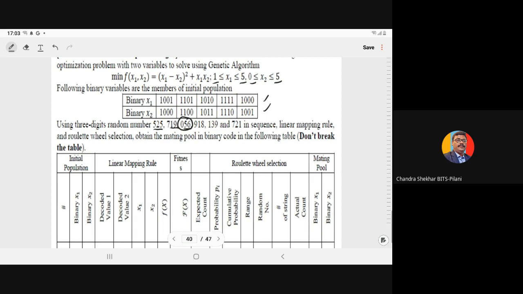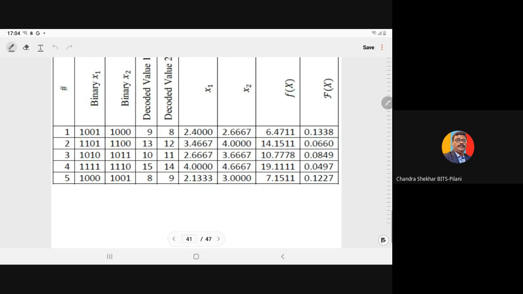So in this case, your problem is of minimization. So from here, the fitness function we have to take as 1 upon 1 plus f(x1, x2), right? So here, let us start. It is given to you. We have the total 5 population. So we have given you here the number.